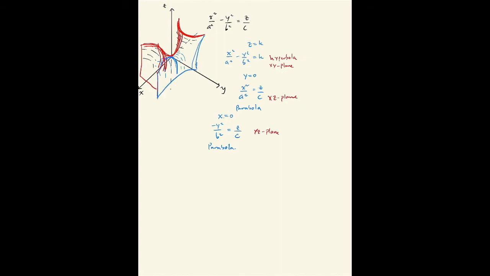I will make a black outline to make all the shape clear. Have you ridden a horse? Like that. Yes. Saddle. So it is called a hyperbolic paraboloid.